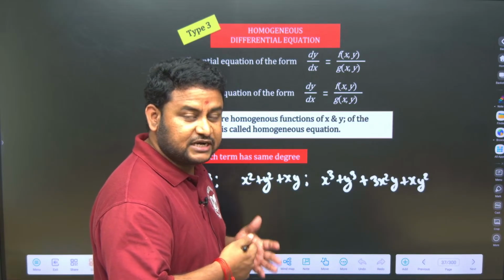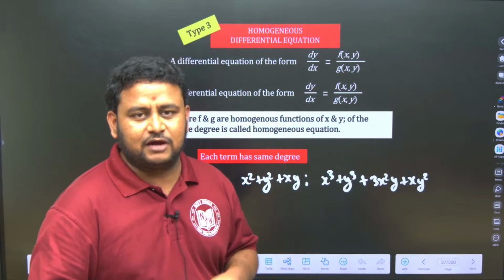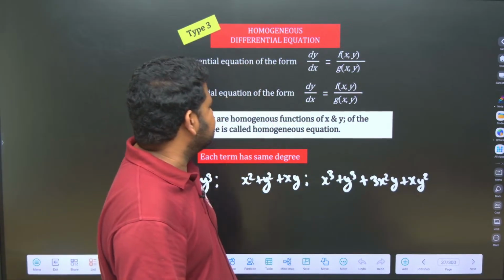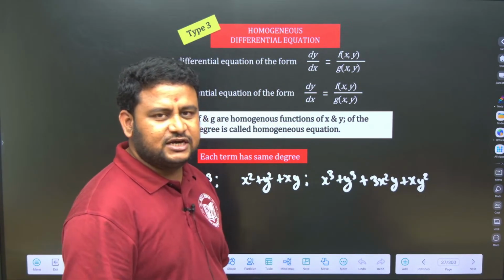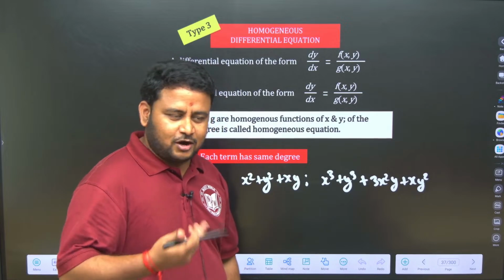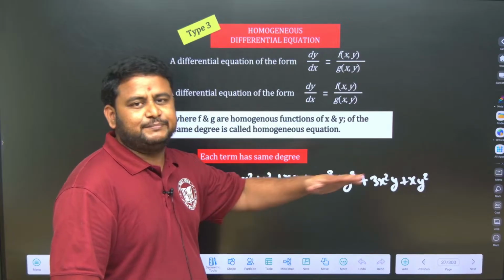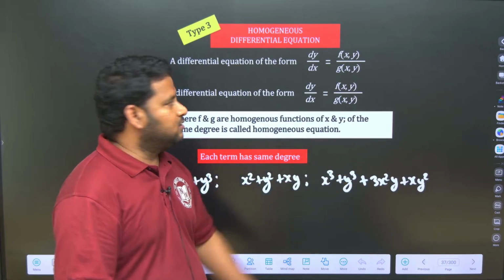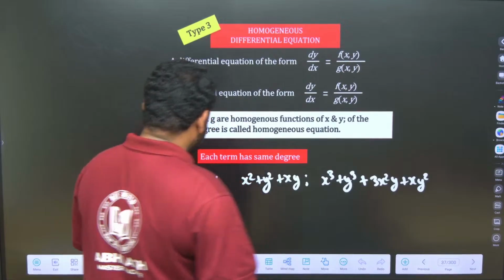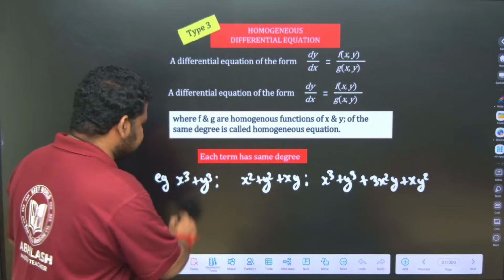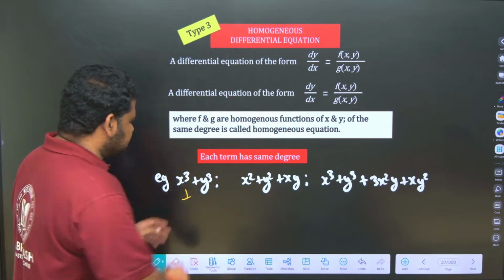Homo means you should understand that we are talking about something that is similar or uniform. So homogeneous means here you have to understand that the order is always same. That is, in a given differential equation, the order remains the same throughout in all the terms. Suppose I write here. Each term has same degree. Here the degree is what? Here degree is 3.